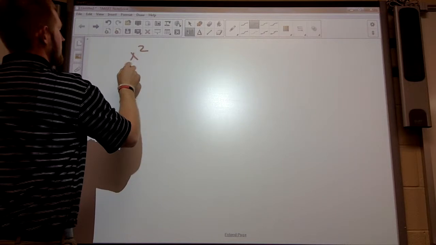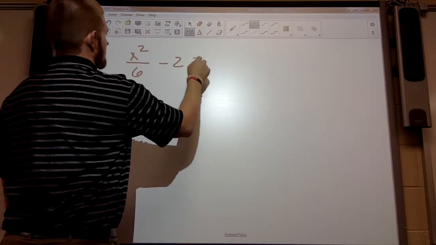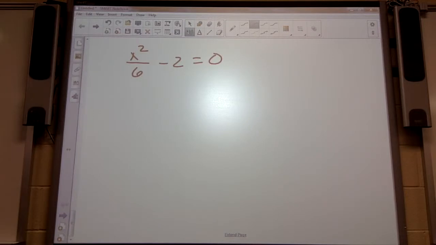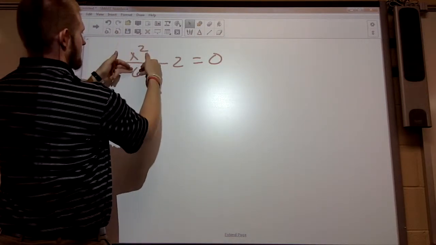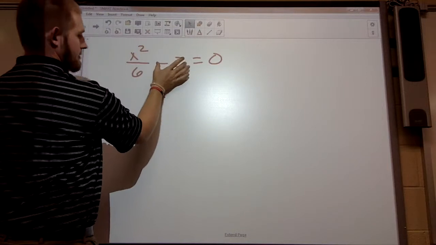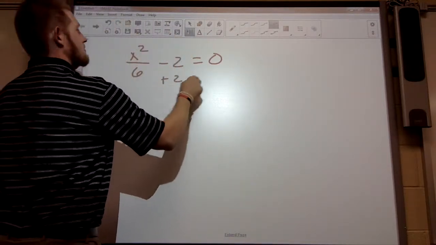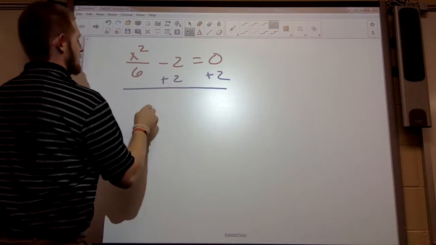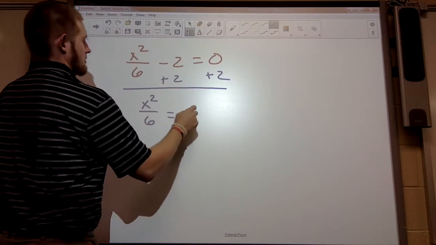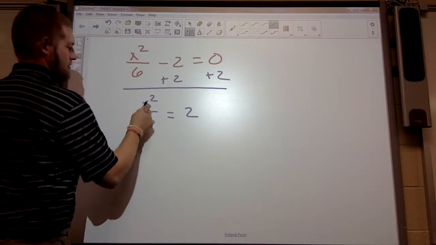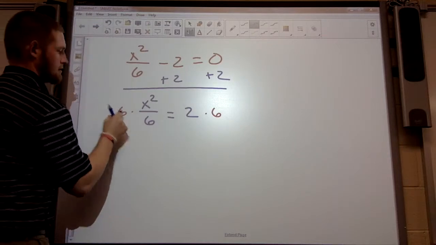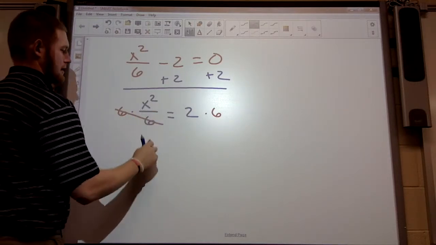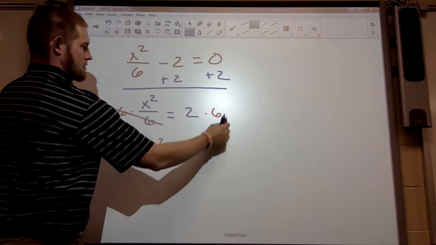X squared over 6 minus 2 equals 0. First step, we have to get this by itself. X squared over 6. We want to get x by itself, but we've got to get rid of this first. Add 2, add 2. X squared over 6 equals 2. We're dividing by 6, so I need to multiply by 6. Those cancel, and x squared equals 12.